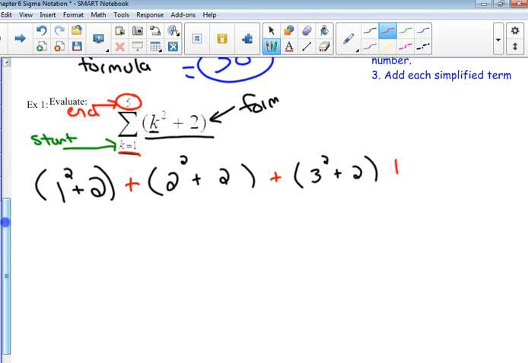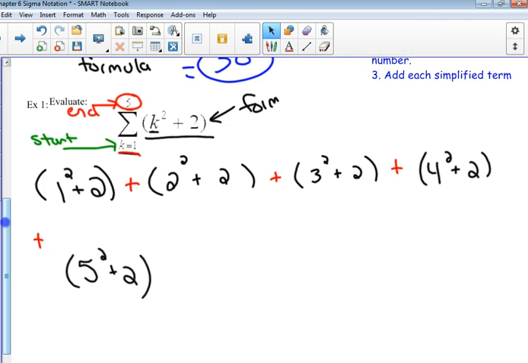We're going to keep this going. After 3, we should have a 4 squared plus 2. And remember, we have to stop once we substitute that last term in. So once we sub in the 5, we're done. The last term is going to be 5 squared plus 2. You have to do this every time. No, this is it. This is as hard as it'll get, too. The same process every time.